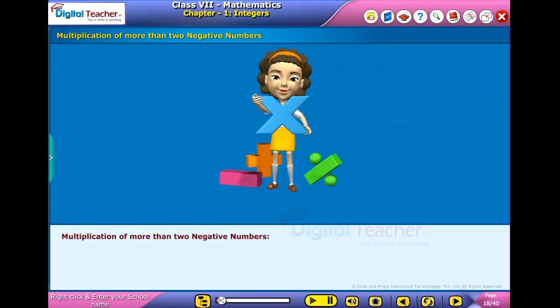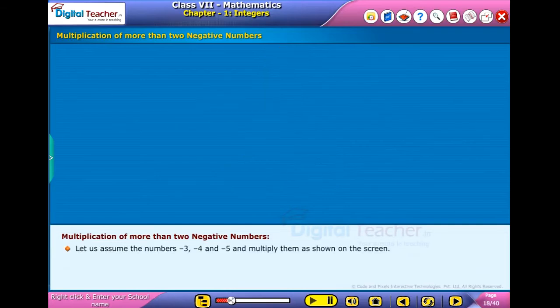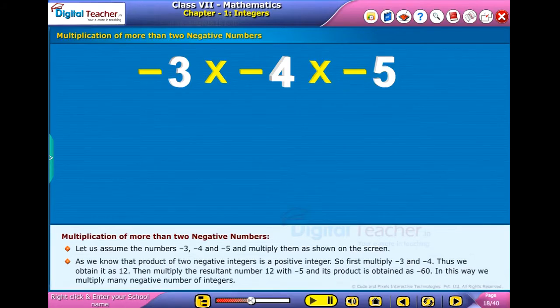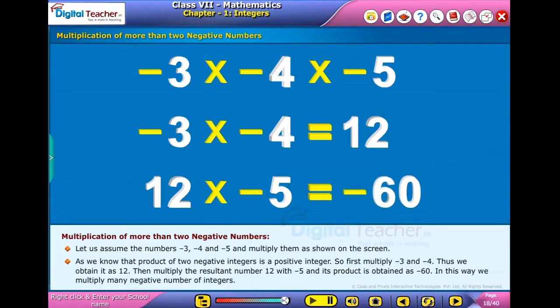Let us further discuss about multiplication of more than two negative numbers. Let us assume the numbers -3, -4 and -5 and multiply them as shown on the screen. As we know that product of two negative integers is a positive integer, first multiply -3 and -4. Thus, we obtain it as 12. Then, multiply the resultant number 12 with -5 and its product is obtained as -60. In this way, we multiply many negative number of integers.